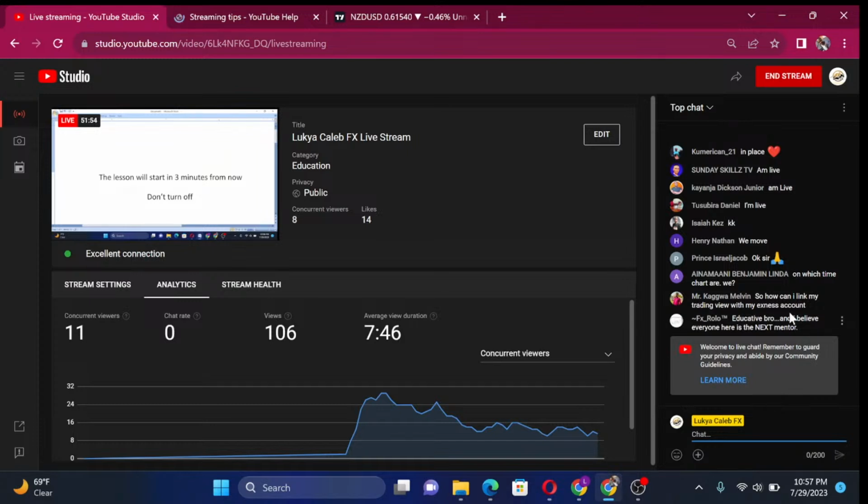So how can I link my TradingView with my Exness? So you don't need to link your TradingView with your Exness. You just need to analyze on TradingView. After analyzing on TradingView, then you go to MetaTrader and you find the currency that you have been analyzing on TradingView, then you trade it. Exness, you need to connect it to the MetaTrader. For TradingView, just use TradingView for analysis, only analysis. Okay.